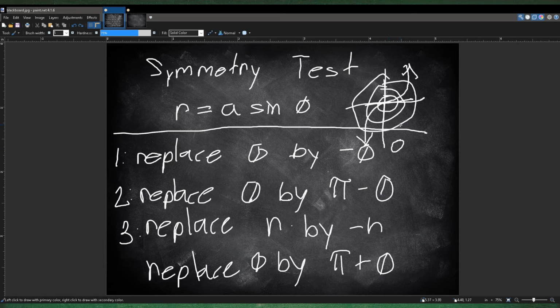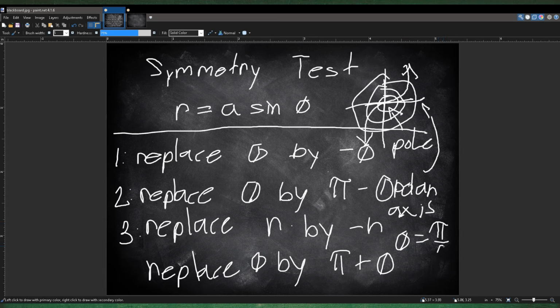So the origin, right here, is called the pole. This line is called the polar axis, so the x-axis is called the polar axis. The y-axis is the line theta equals pi over 2, and the origin is called the pole. So y-axis is pi over 2, the x-axis is the polar axis, and the origin is the pole.